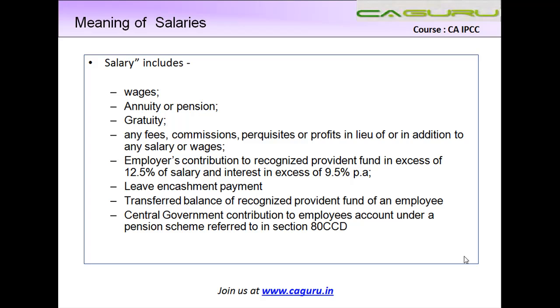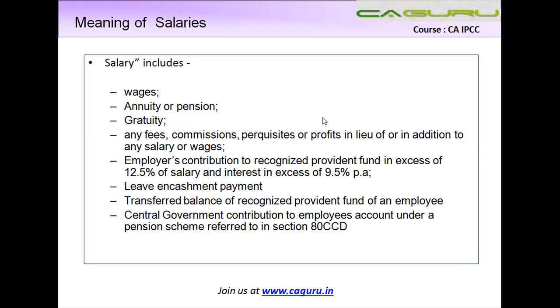The first one is wages. Now wages and salary are basically one and the same thing. The only difference is that while salaries are normally payable on a monthly basis, wages could be daily, weekly or monthly. That's the predominant difference between these two. Beyond that, wages are also similar to salary.